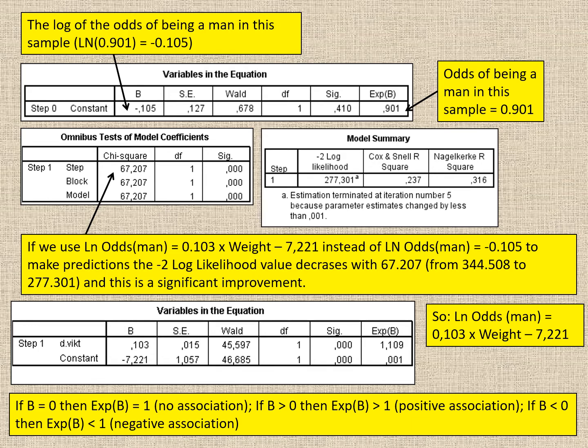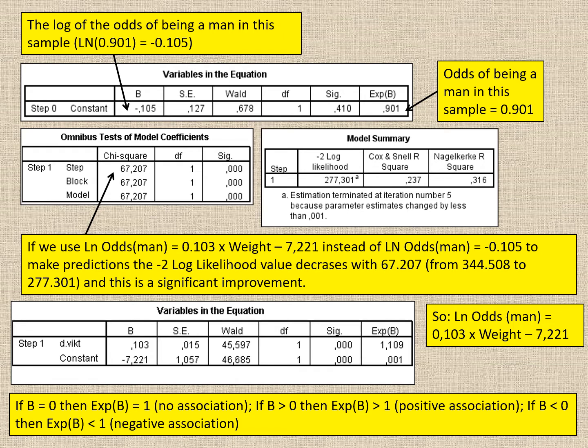Now we include our predictor, in this case, weight. So now we take into consideration each person's weight. What happens? We get a value like this. I'll talk a little more about that in a moment. -2 log likelihood. It's an estimation of non-fit, how bad our model is at making predictions.